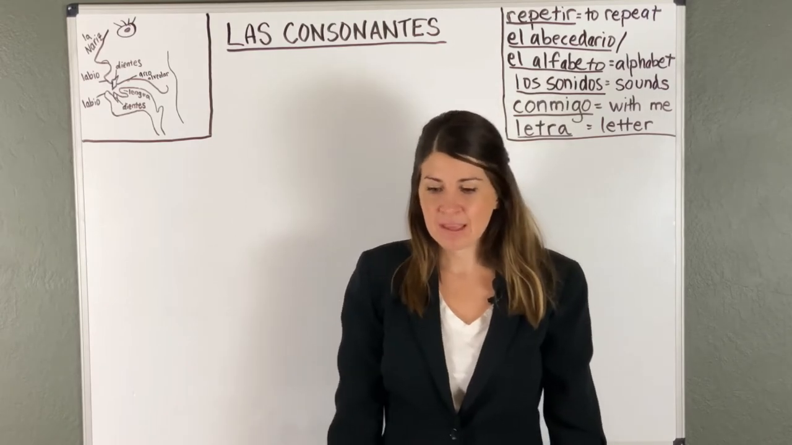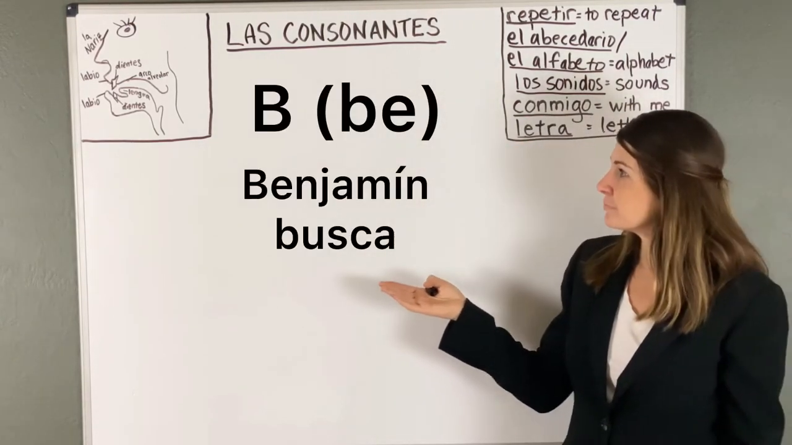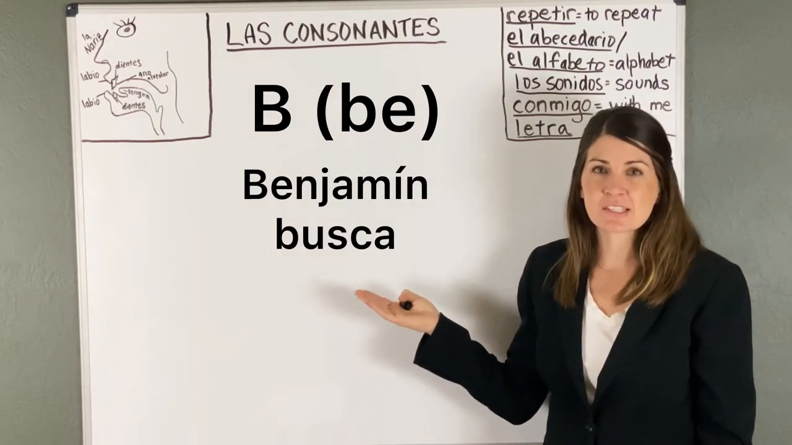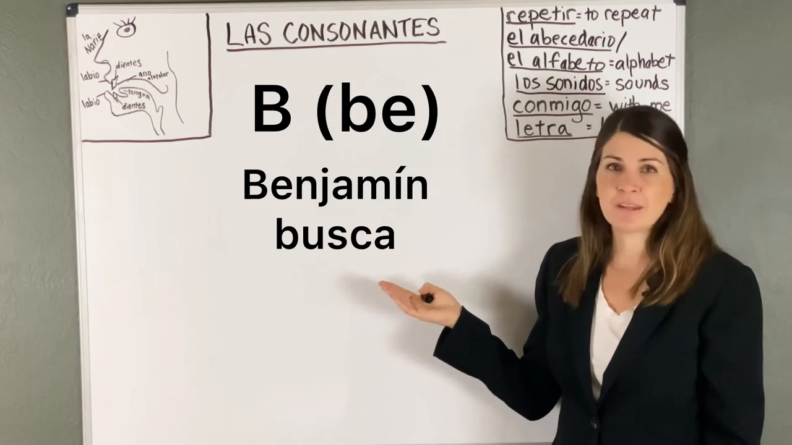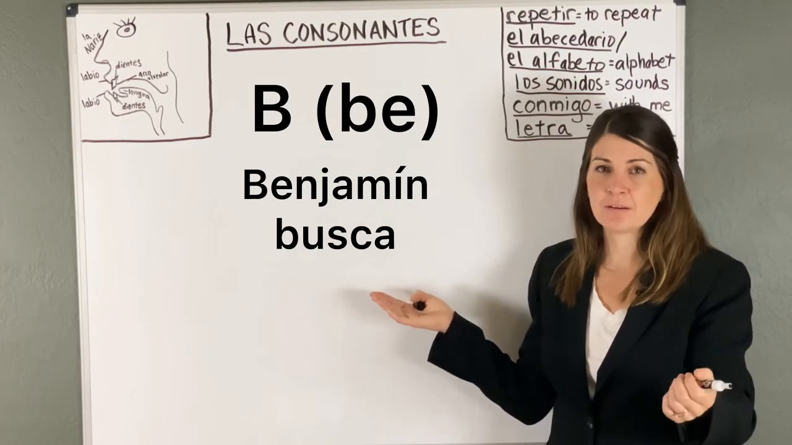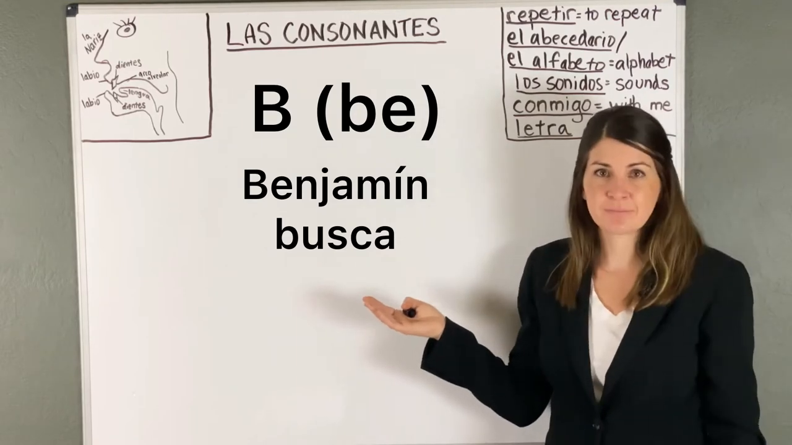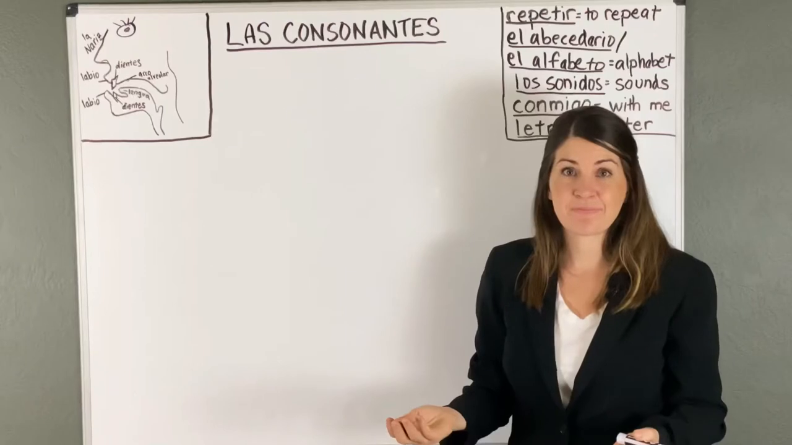Okay, vamos a empezar con B. La letra B is just slightly softer than the English B. Let's try these words. Benjamin, busca. Busca is to look for. So, Benjamin, labio, labio, ba, ba.